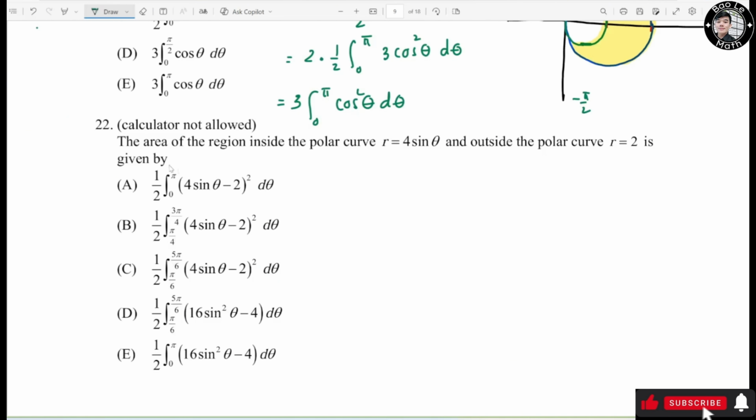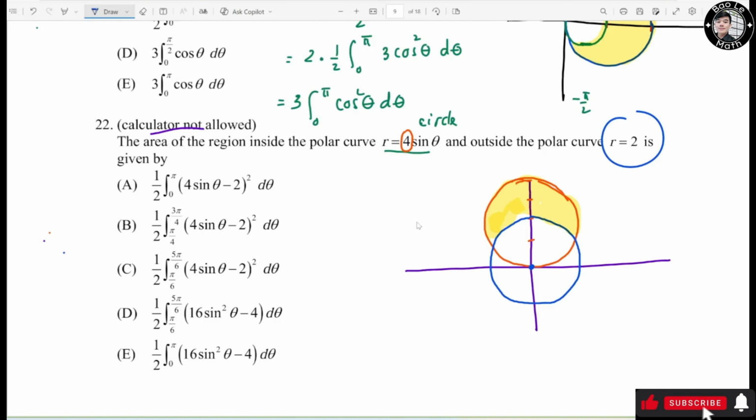Now question 22. The area of the region inside the polar curve r equals 4 sine theta, this guy is actually the equation of a circle, right? And it's going to be a vertical circle. And outside the polar curve r equals 2 is given by. Now since a calculator is not allowed, you're supposed to know how to graph this guy. So please check out the link in the description below to learn how to graph this polar curve, right? Now if you graph it, it's going to be something like this.